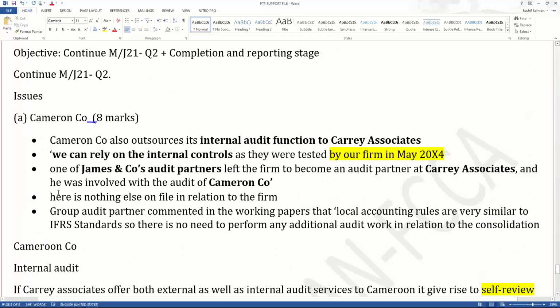Have we performed a proper review of Carey Associate? Have we performed a proper review of the independence, competence, and experience of Carey Associate? Because the next point says, there is nothing else on the file in relation to that. I hope you remember the session yesterday when we were reading the case of Cameroon. We have not performed a proper check and balance on Carey.